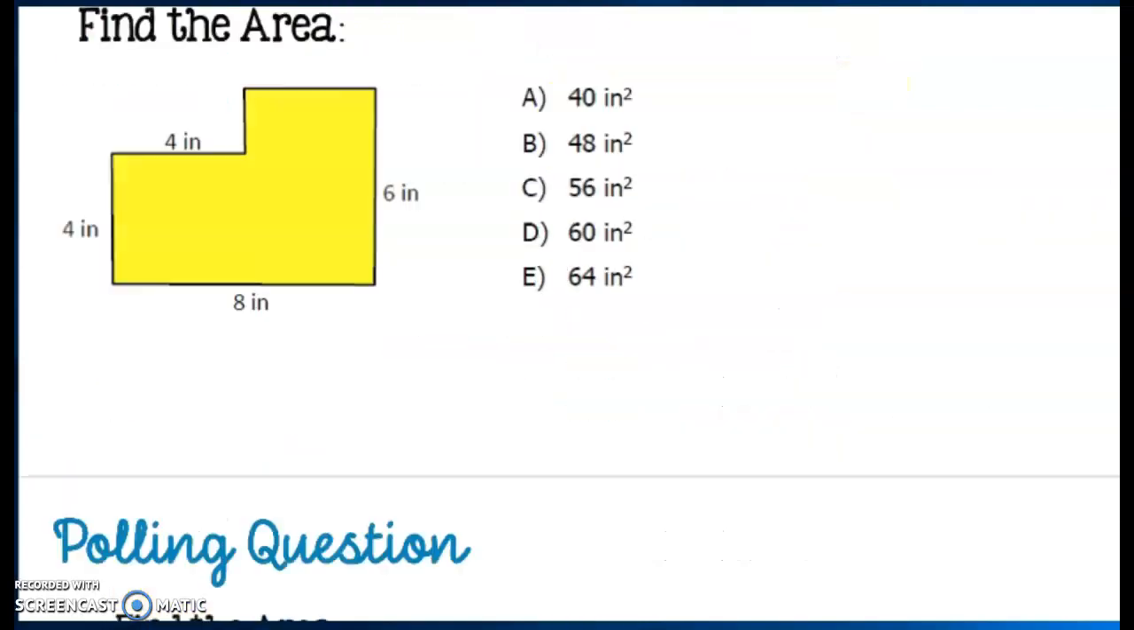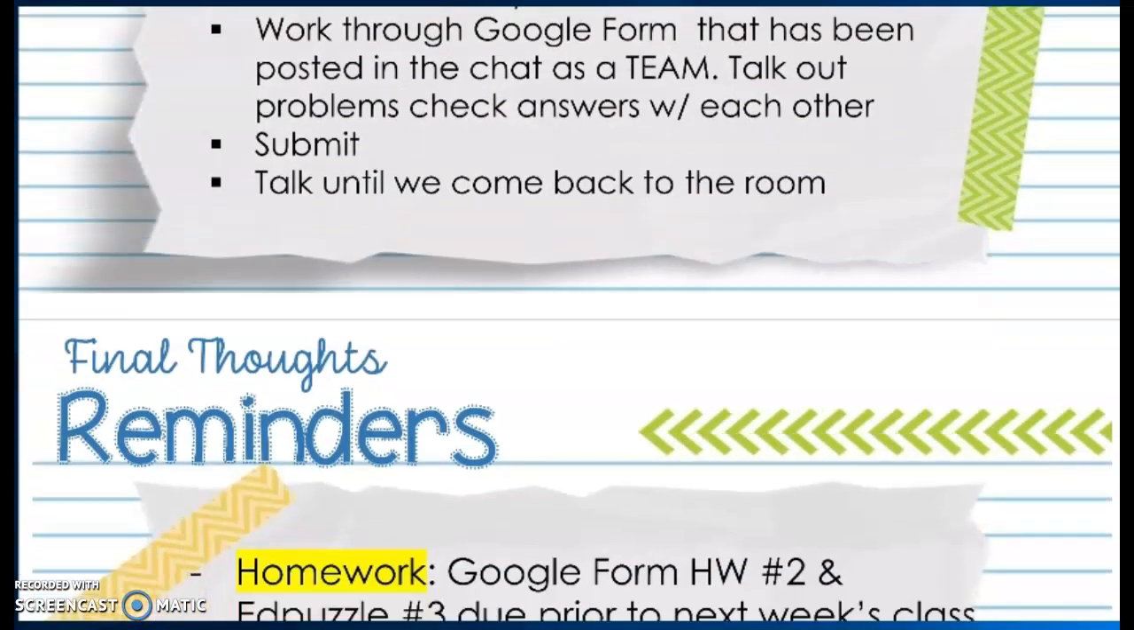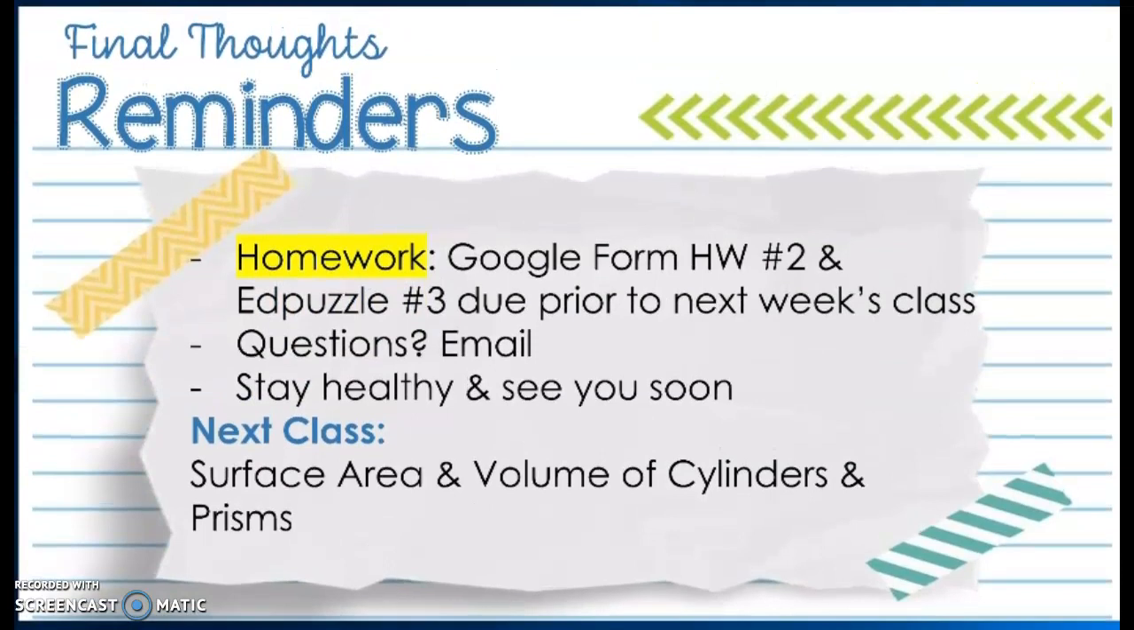All right, what you're supposed to do is look at all the stuff we were going to do. It's going to be very exciting. You want to work on the homework number. It's not number 2. Is it number 2? Yes, it's on area. The Google Form homework number 2 and the Ed Puzzle number 3, which is on cones and cylinders. They're due before next week's class.